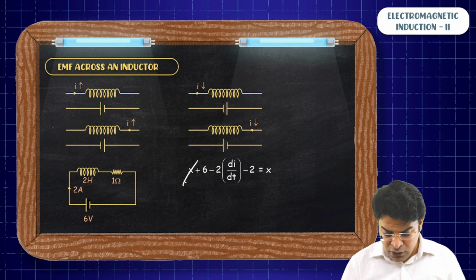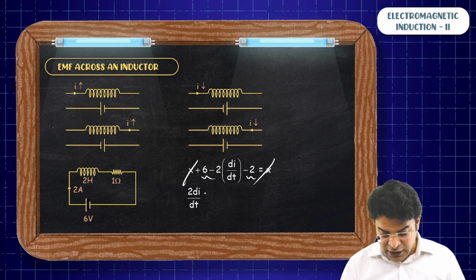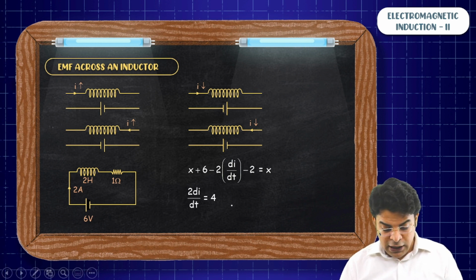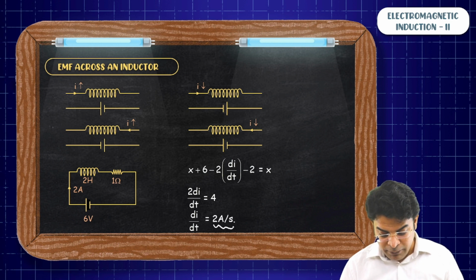Now, bachcho, cancelling out X and X, and from this 6 minus 2, you will get 4. So you can write 2 di by dt equals 4. Hence, bachcho, di by dt comes out to be 2 ampere per second.